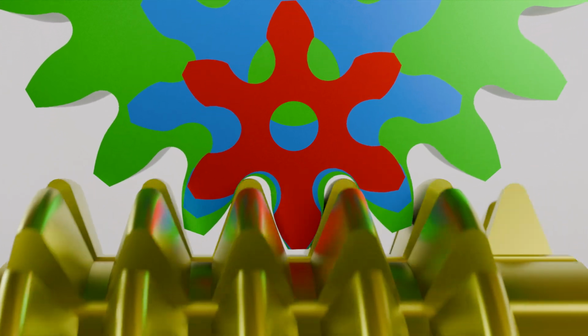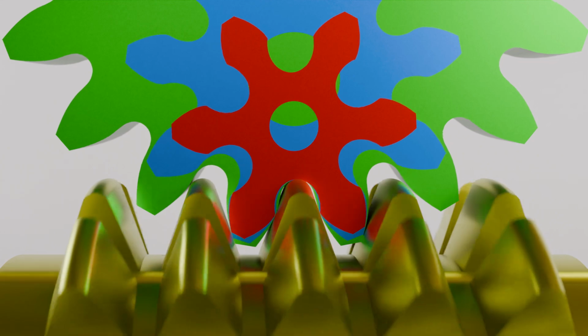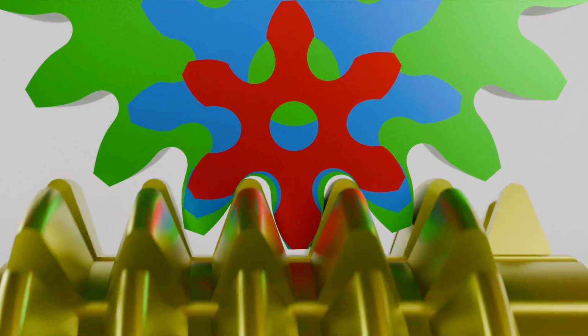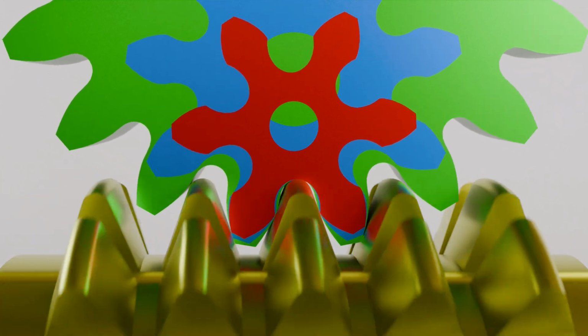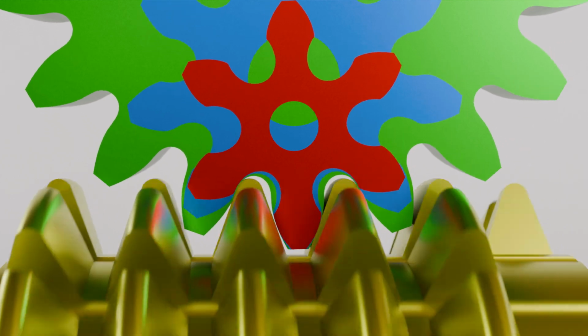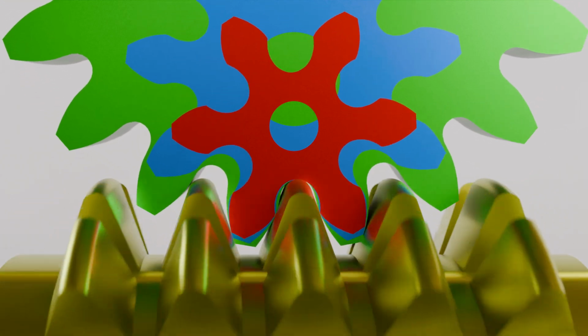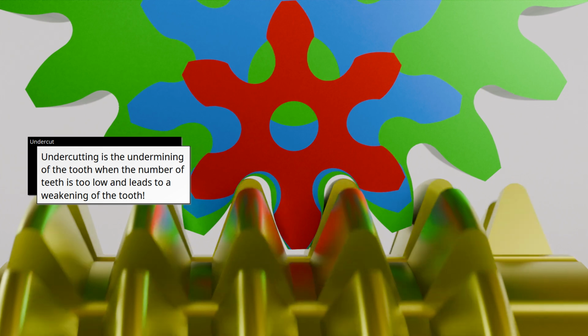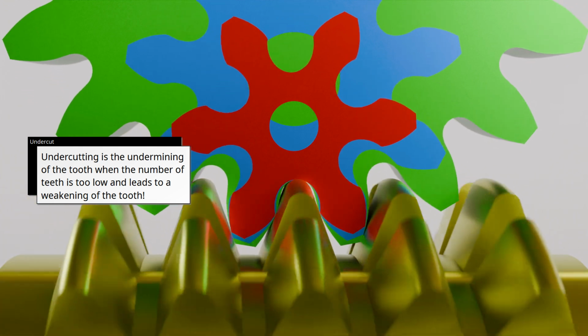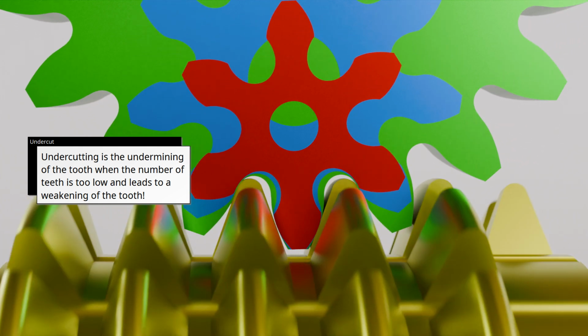Such undermining of the tooth is referred to as an undercut and leads to a weakening of the tooth. Undercuts should therefore always be avoided, which means that the number of teeth must not fall below a minimum. So note, undercutting is the undermining of the tooth when the number of teeth is too low and leads to a weakening of the tooth.